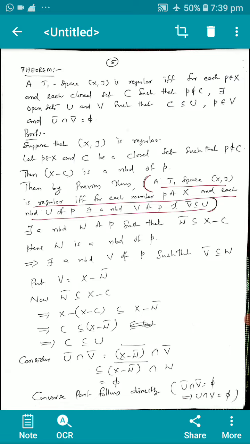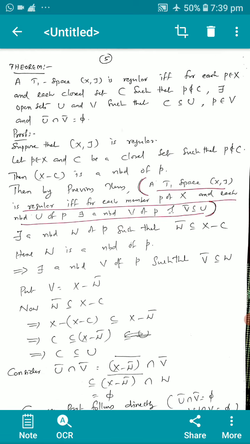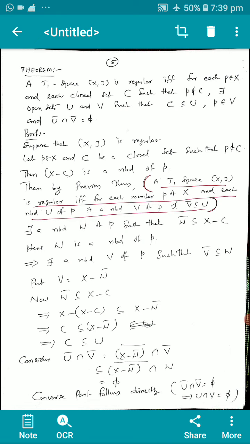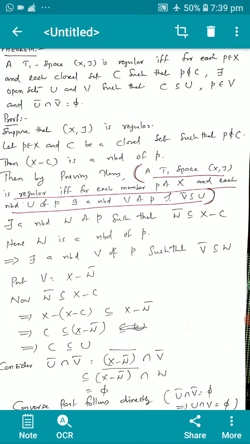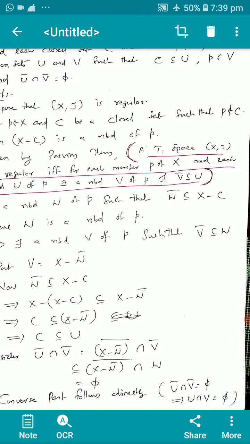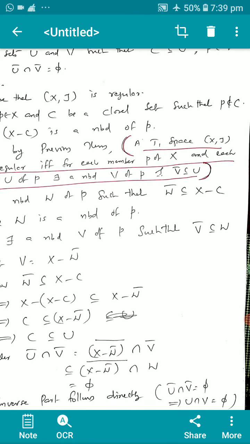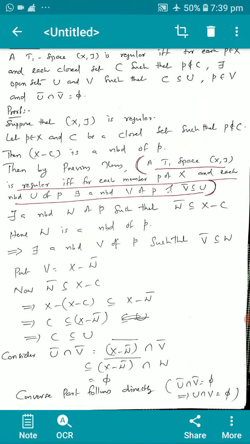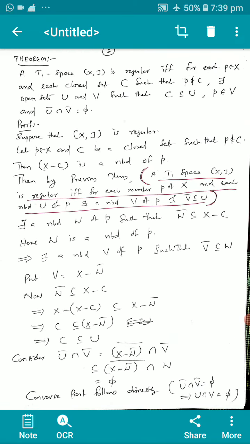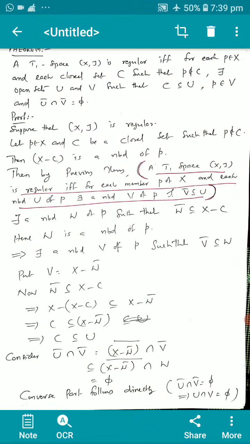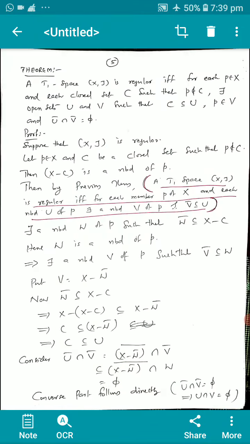What is given? Suppose that X is regular. Let P be in X and C be a closed set such that P is not in C. Then X minus C is a neighborhood of P. Here we are using the previous theorem. What is the previous theorem? The statement is given here in brackets. A T1 space X is regular if and only if for each member P of X and each neighborhood U of P, there exists a neighborhood V of P such that V bar is a subset or equal to U.